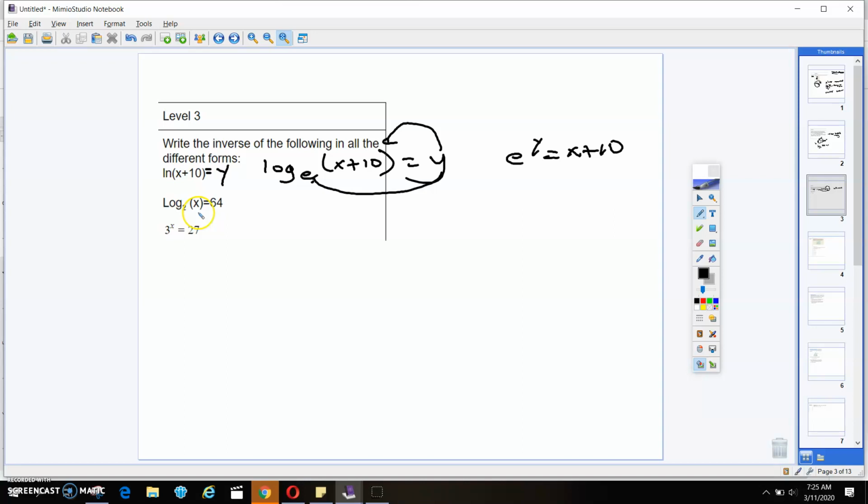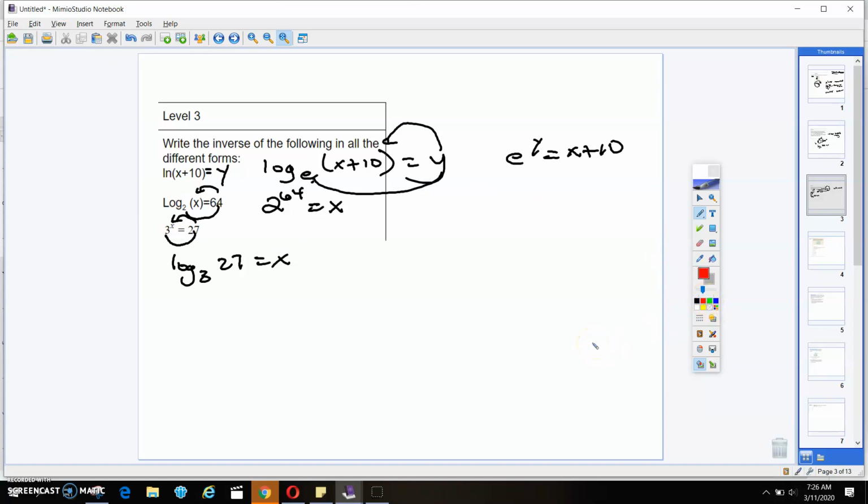On this one, okay, on this one, I'm going to put it into exponential form. So I'm going to start at my base, go to the outside, finish here. So that's going to give me 2 to the 64th power equals x. Over here, we've got exponential. We're going to put them into log. So we're going to go from base to the outside and finish at the exponent. So log of base 3, 27 equals x.